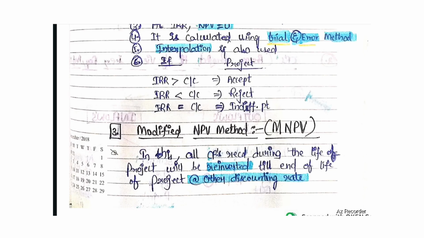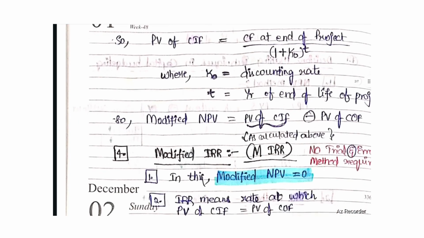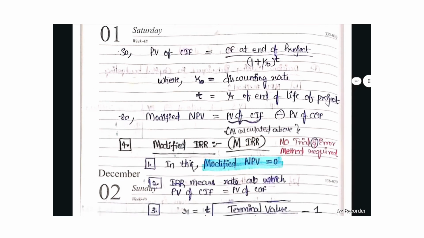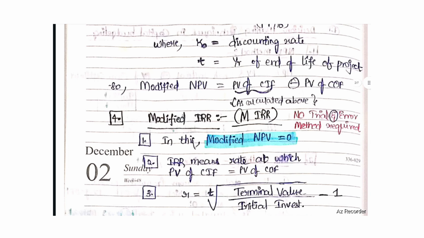Next, modified NPV method. In this, all cash flows received during the life of the project will be reinvested till the end of the life of the project at another discounting rate. So, present value of cash inflows equals cash flows at the end of the project divided by (1 plus Ko) to the power T, where Ko is the discounting rate, T is the year of end of the project, that means the final year. So, modified NPV equals present value of cash inflows minus present value of cash outflows.